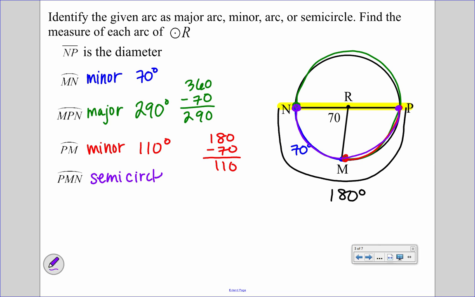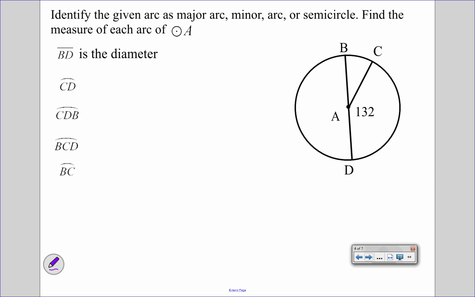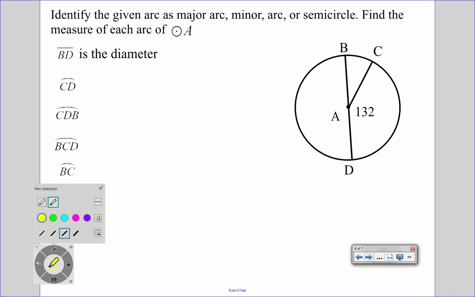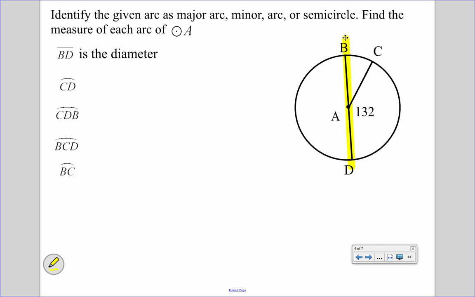And a semicircle is always 180 degrees. All right, let's do some more examples. So this one, once again, we're going to identify if it's a major, minor, or a semicircle. We're going to find the measure of each arc, and I also tell you that BD is the diameter. So first off, I'm going to highlight that diameter because it's going to help me. It cuts it into two semicircles, so both of those halves are 180 degrees.